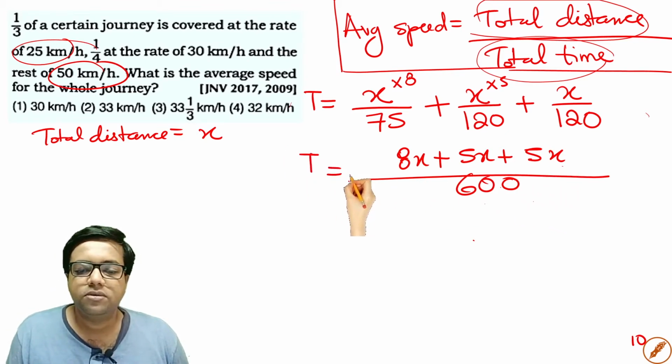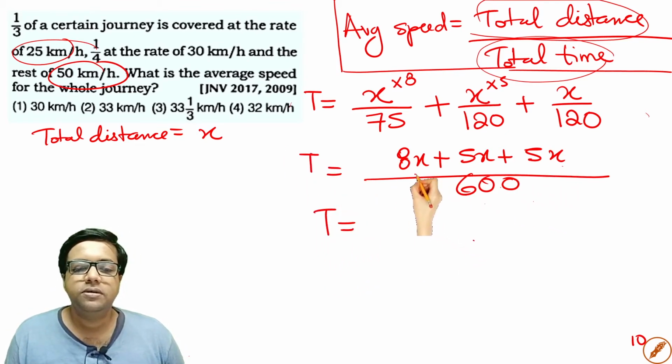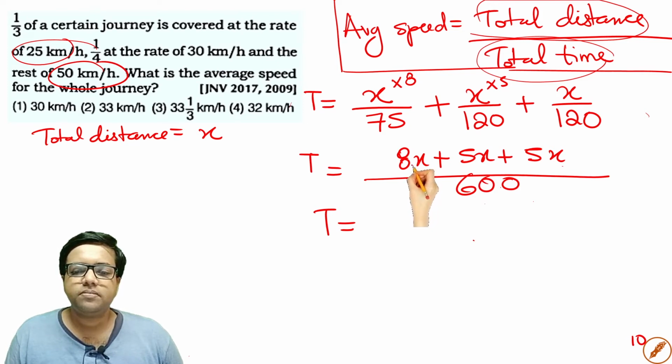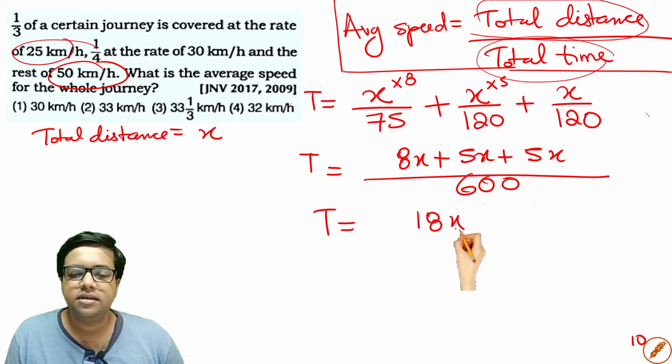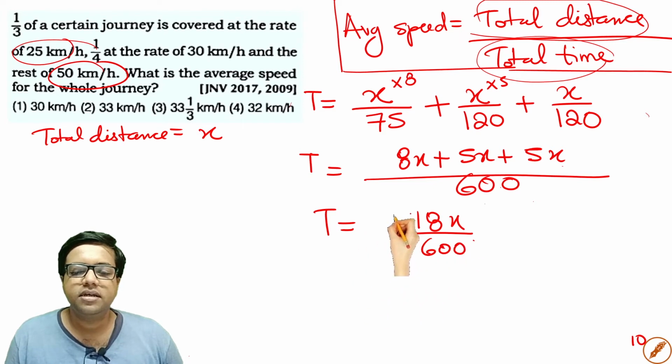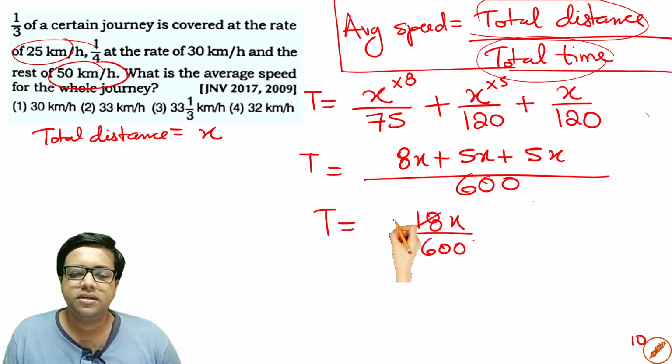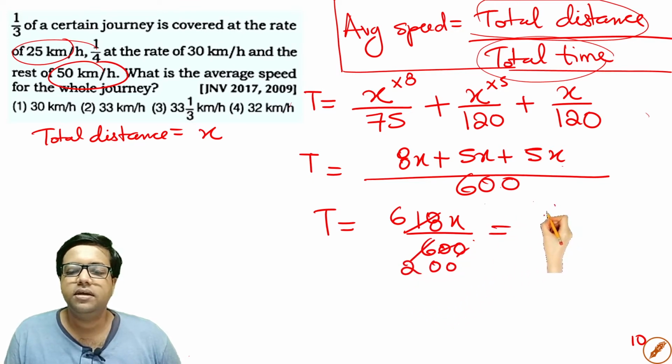Total time is equal to 8x plus 10, which is 18x by 600. Can we cancel it here? 2 3s are 6, 3 2s are 6, 3 zeros are 2 zeros. Now you get 6x by 200.